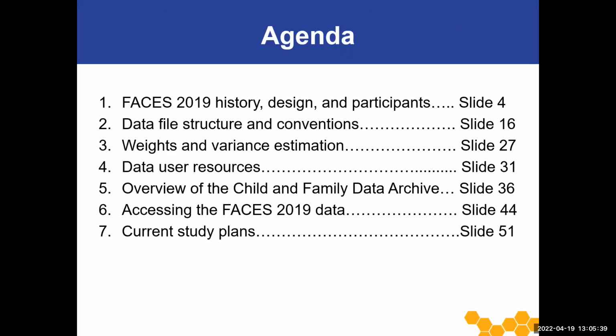For today's webinar, Ashley and Elizabeth will provide you with an overview of FACES 2019, as well as information on the data file structure and conventions, weights and variance estimation, and data user resources. Following these sections, I will give an overview of the Child and Family Data Archive and the resources we have to support researchers in finding and analyzing data. Importantly, I will share how users can request access to the FACES 2019 data through the CFData website. And then Ashley will talk about current study plans. Finally, we'll close this webinar with a brief question and answer session. I am now going to pass the presentation over to the Mathematica team so they can share information on the FACES 2019 data.